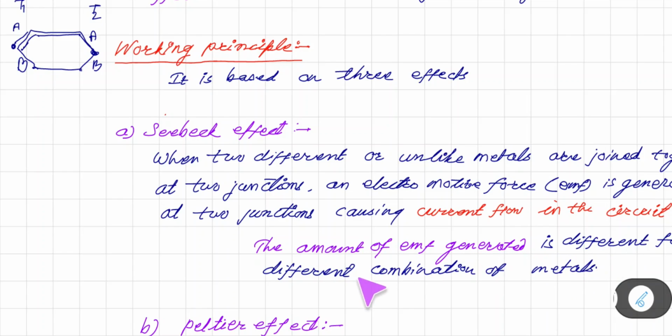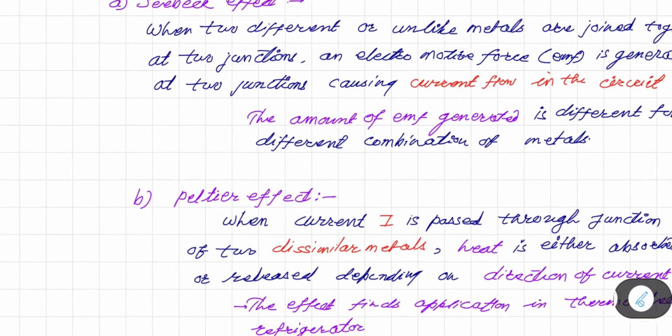generated is different for different combinations of metals. Obviously it depends on the metal A used or metal B used. If you change the combination of metals A and B, or various metals are used, then the amount of EMF generated will change. So that is the Seebeck effect. In the case of the Seebeck effect, note that if two metals are connected in this fashion, that means they form two junctions, and if the two junctions are kept at different temperatures, then current flows in the circuit. That is the Seebeck effect.